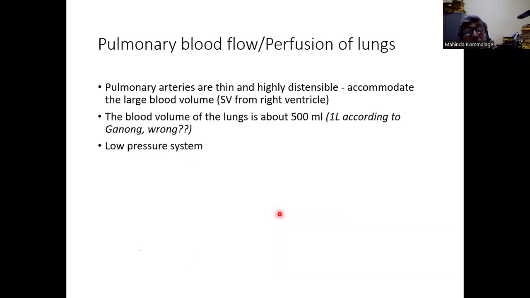Right. So now I will move to some other important consideration. Before that, if there are any questions, you can ask up to here. Right. So now I will move to the pulmonary blood flow. So up to now, I described the ventilation or air flow.